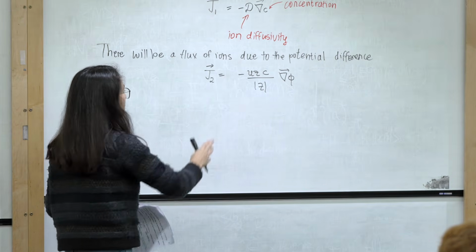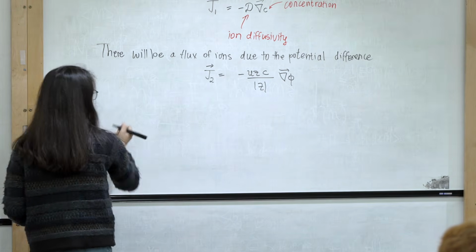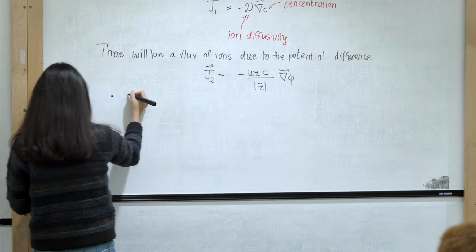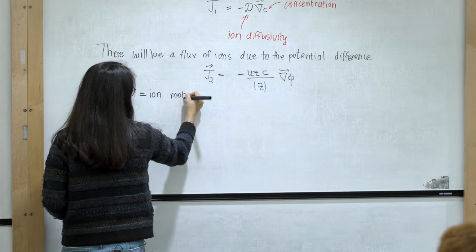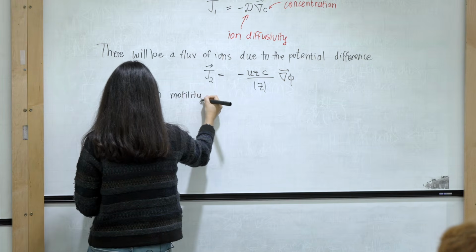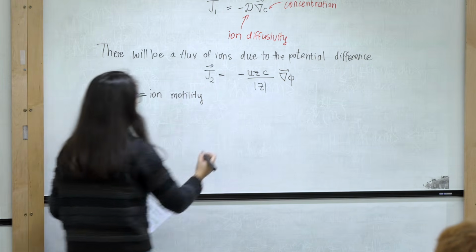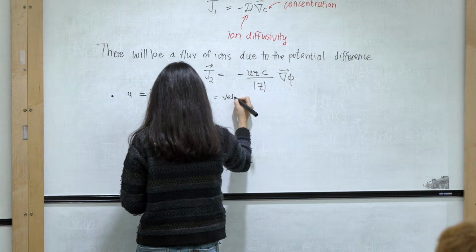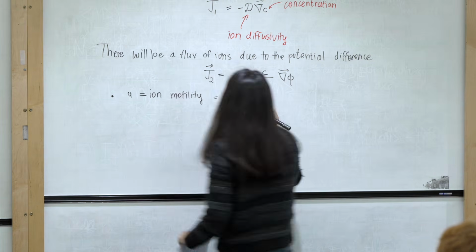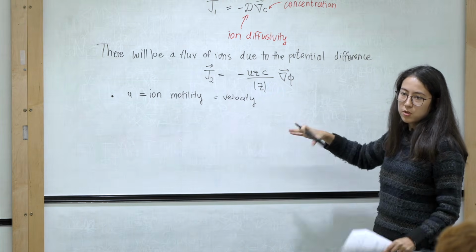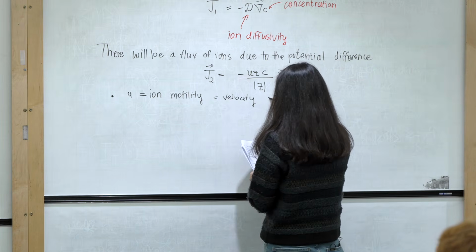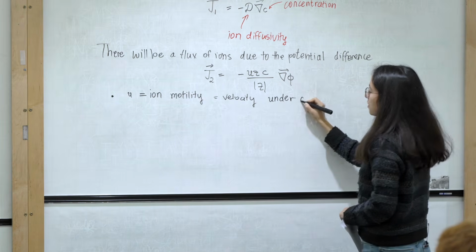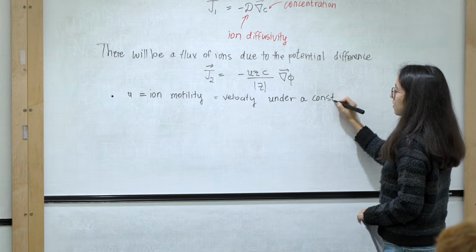OK, so what are these U, Z, C, and so on? So I'm going to write them here. U corresponds to the ion motility. And it's the velocity if the ion is exposed to a constant electric field. Okay? Under a constant electric field.